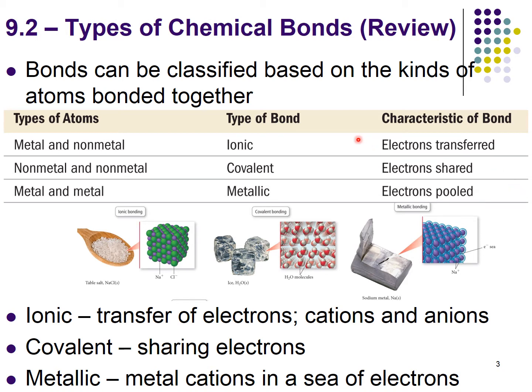Now we've talked about 2 of these a lot. Ionic is when we have a transfer of electrons. It's between a cation and an anion, which is usually a metal and a nonmetal, but we also know polyatomics can come into play. A covalent bond is when atoms share the electrons, and this is between 2 nonmetals. And then a metallic bond is one we haven't really talked about, and again in this chapter we're just going to briefly cover it, but it's metal cations in a sea of electrons. So we'll talk about that a little bit later at the end of the video.